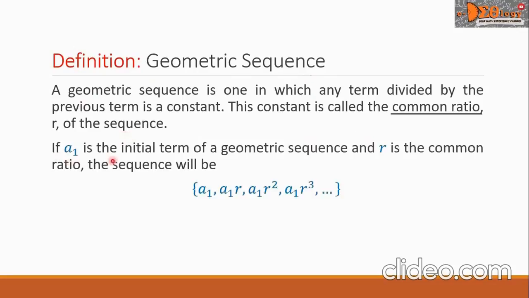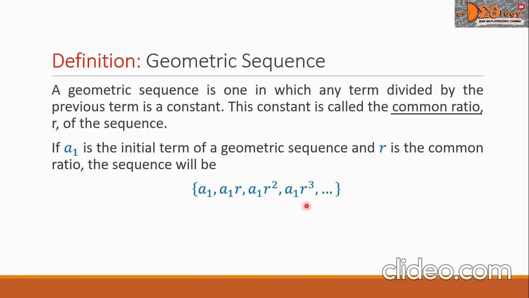If a sub 1 is the initial term of a geometric sequence and R is the common ratio, the sequence will be like this. The first term is a sub 1. The next term, we will multiply a sub 1 by the common ratio. So we have here a sub 1 times R. For the third term, we will multiply the second term with the common ratio. That's why you see here a sub 1 times R squared.